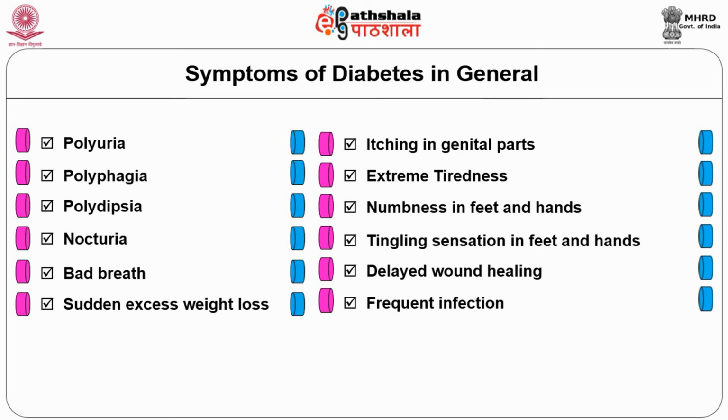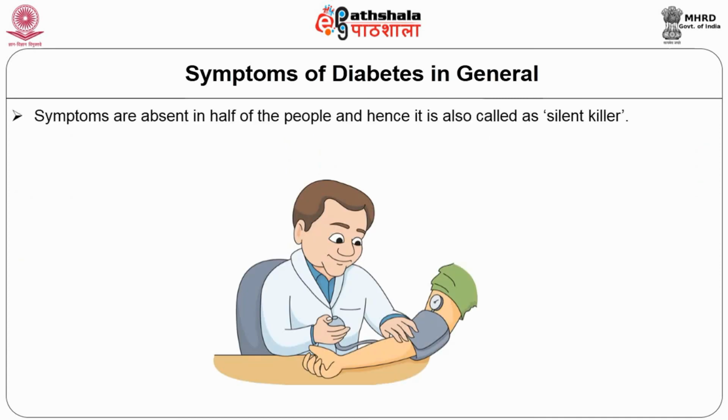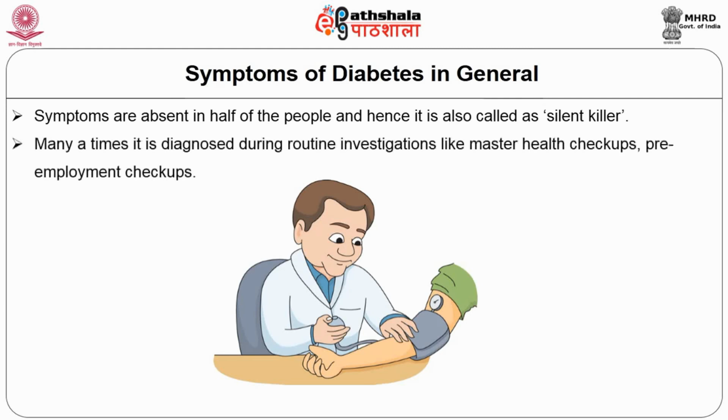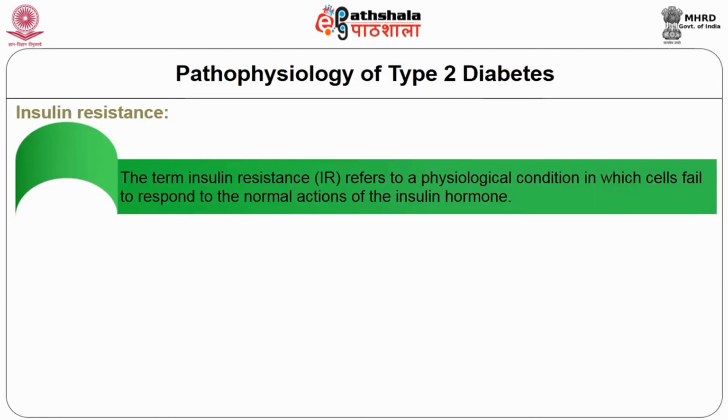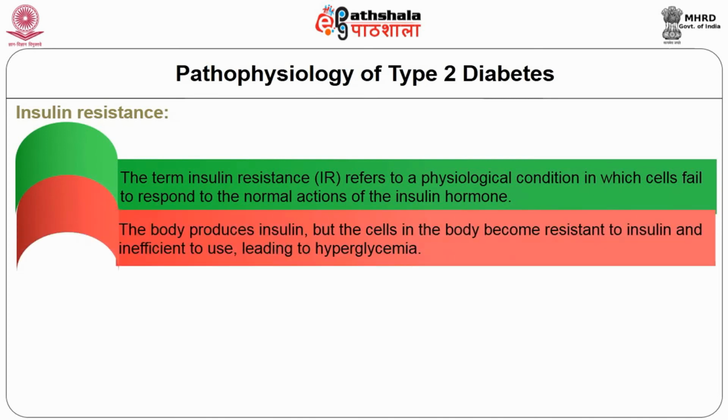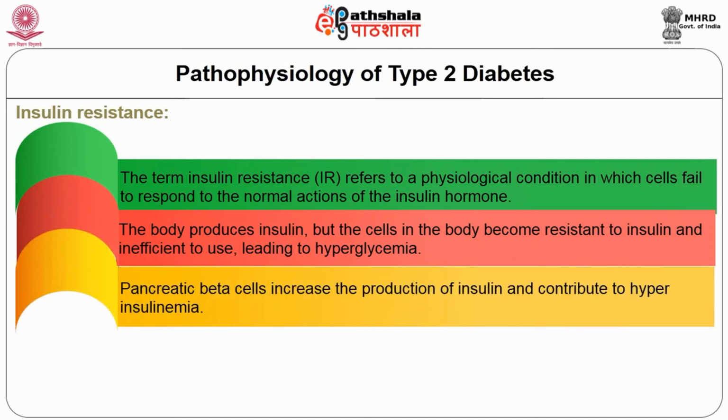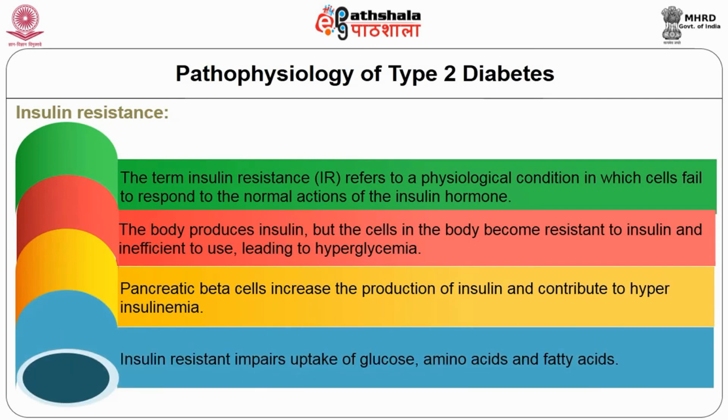Obesity is a contributing factor to insulin resistance and a cluster of metabolic derailments, leading to a condition called metabolic syndrome. And insulin resistance is the hero of the metabolic syndrome. The term insulin resistance refers to a physiological condition in which cells fail to respond to the normal actions of the insulin hormone. The body produces insulin, but the cells in the body become resistant to insulin and inefficient to use it, leading to hyperglycemia. Pancreatic beta cells increase the production of insulin and contribute to hyperinsulinemia. Insulin resistance impairs uptake of glucose, amino acids, and fatty acids.